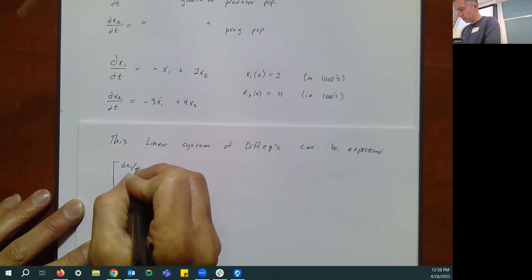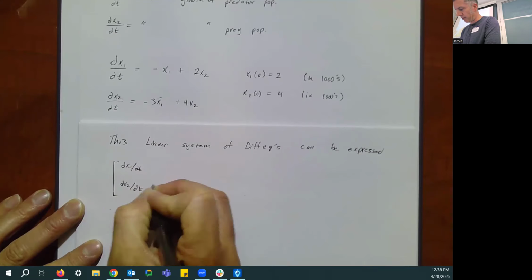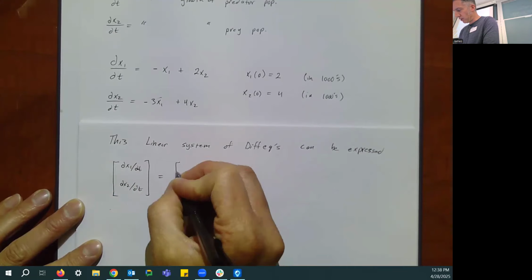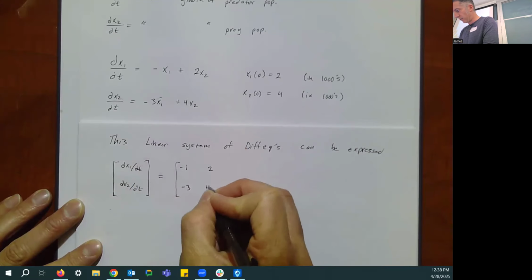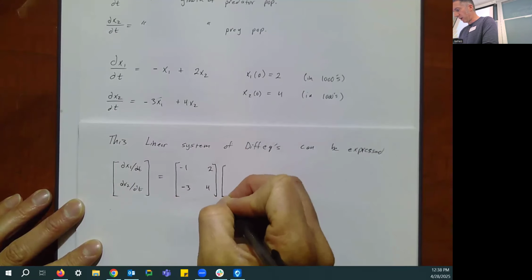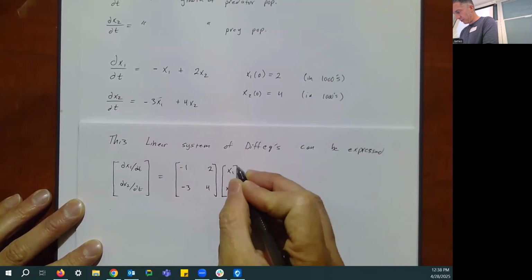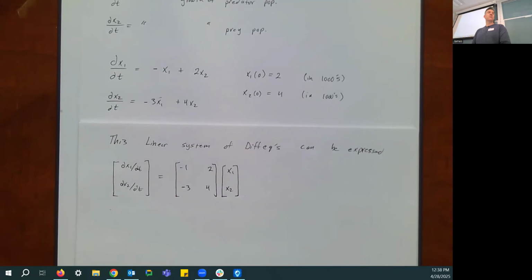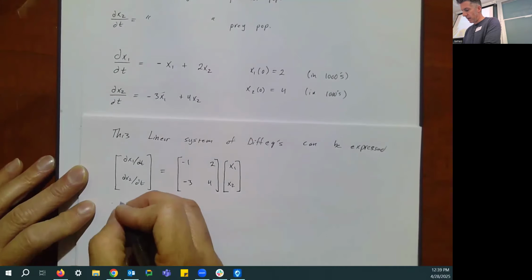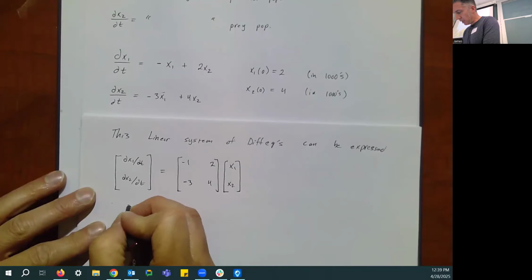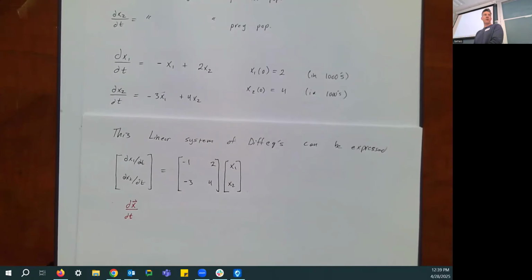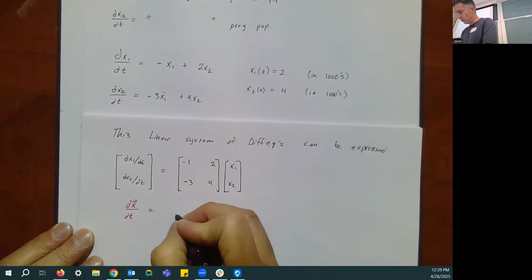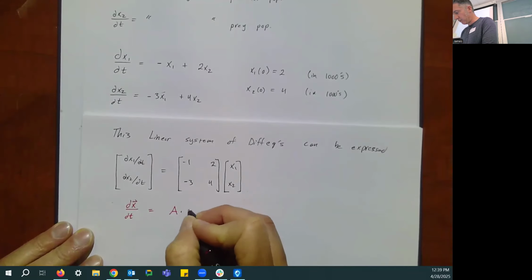We can express it as dx1/dt, dx2/dt, our derivative vector, equal to the matrix -1, +2, -3, +4 times the population vector x1 of t, x2 of t. The same equation, just written with matrices. Or if you like, you can think of this as the derivative of your population vector equal to your matrix A times your population vector.